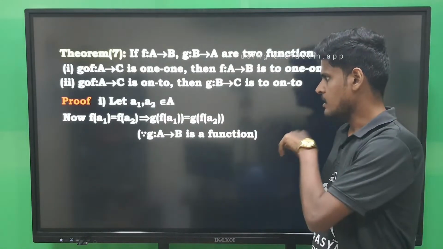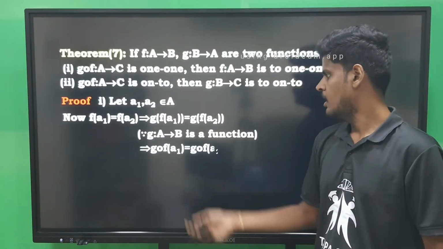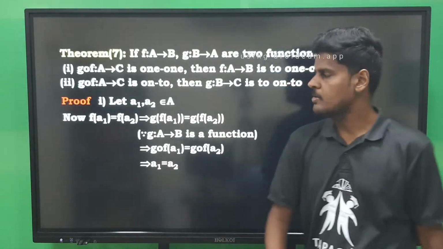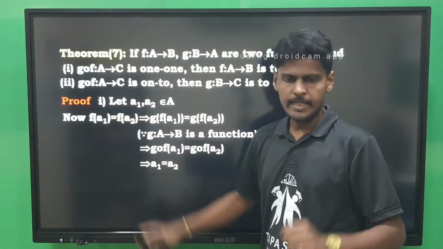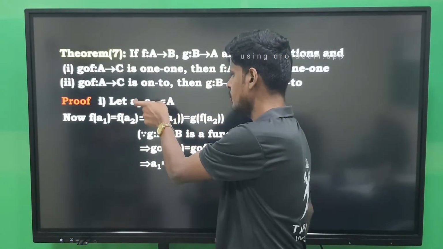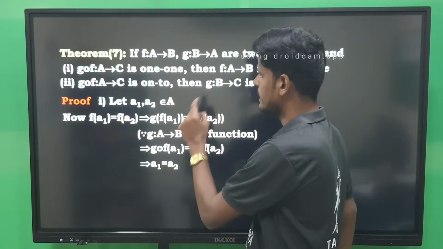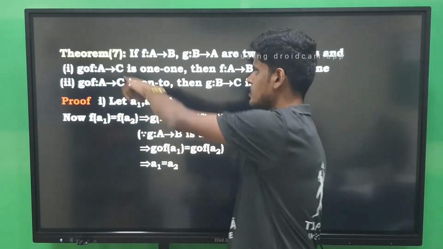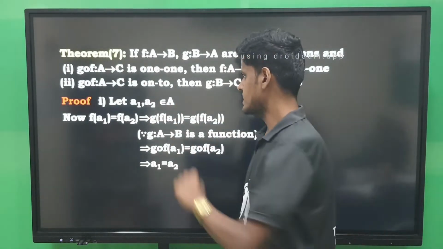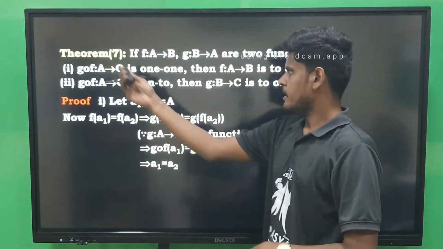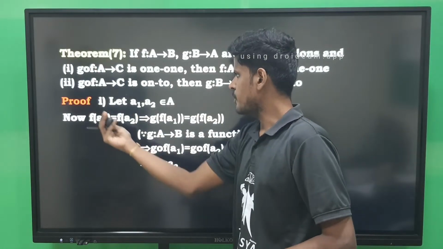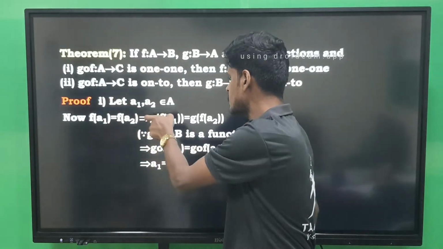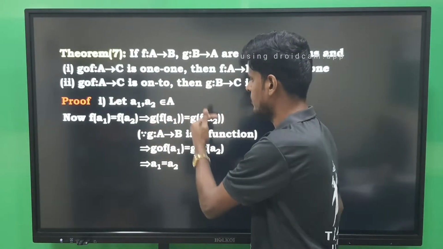As G is a function, G of F of A1 equal to G of F of A2, which means A1 equal to A2. How do we get this? What we did is, for some A1, A2 in set A, G of F is a function map from A to C. So we will assume some value input in set A, that is, let's take A1 and A2. F of A1 is the input first, F of A1 and F of A2. And we composite this with G function.